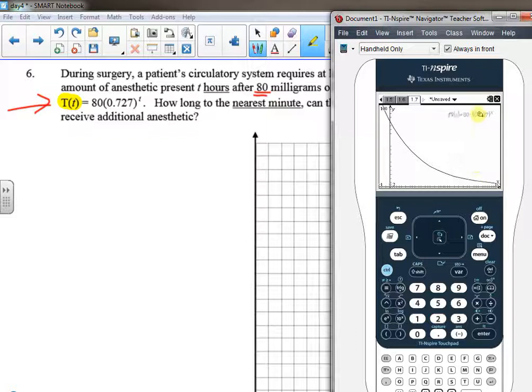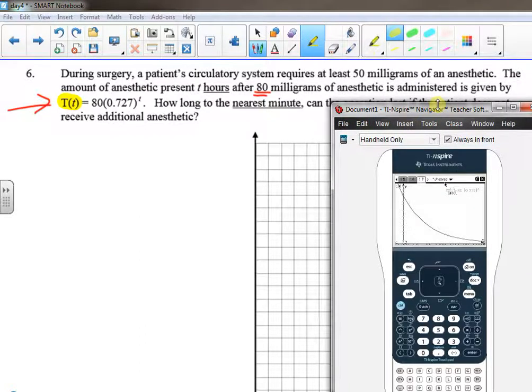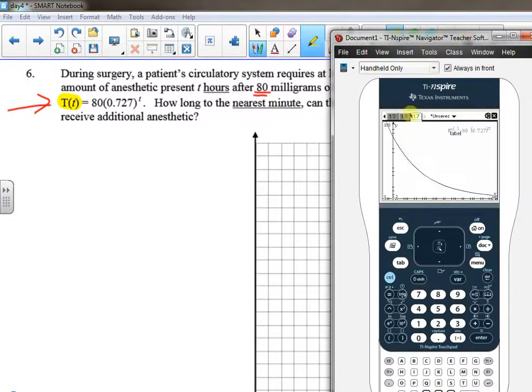Again, use your control click for the grabby hand if you need to move labels out of your way. And we're talking about needing at least 50 milligrams of an anesthetic. So we started with 80. We're interested in where the 50 is. So let me put a horizontal line on the graph. We'll do a Control G, and we'll type 50 to put the horizontal line at 50.